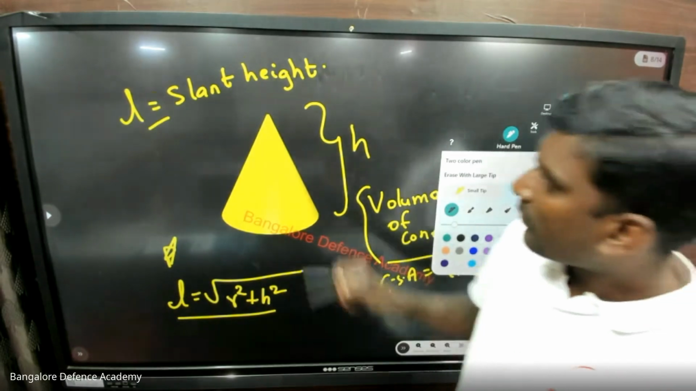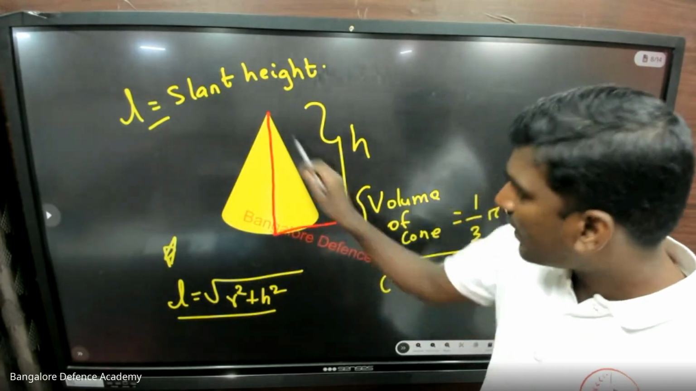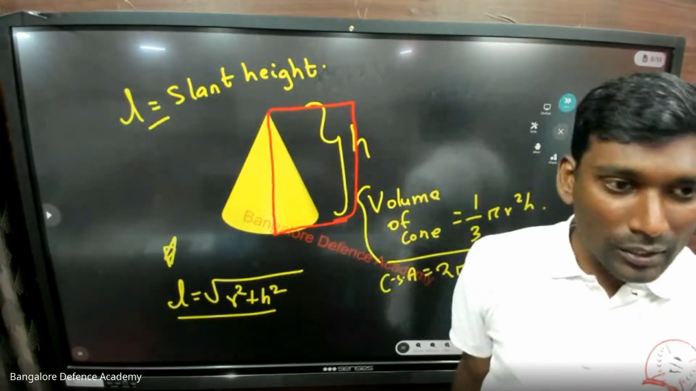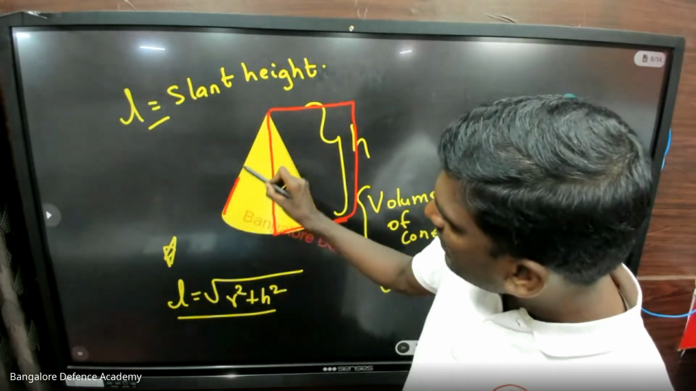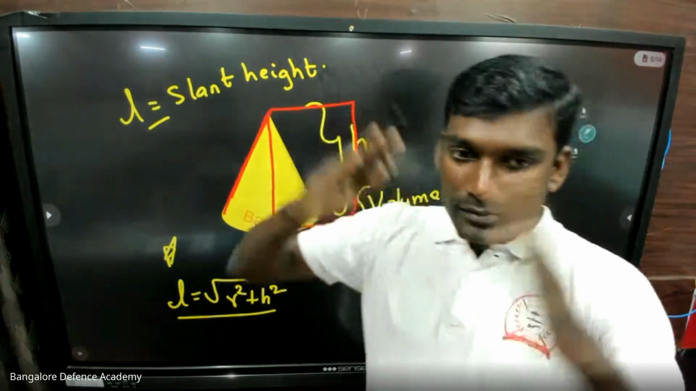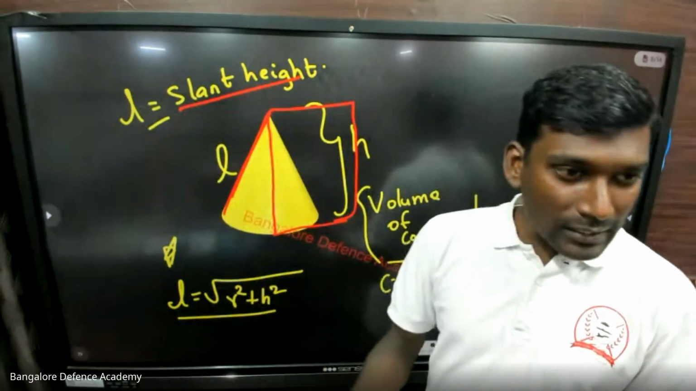Okay. So from this point to this point, this is called height. But at the same time, you can see something is slanting like this. Slant. So this is called slant height, written as L. Slant height is written as L.